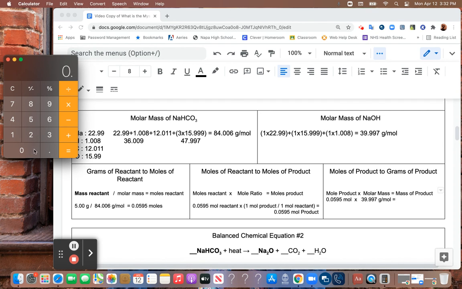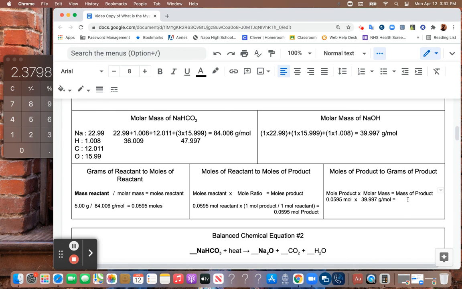Yeah, okay, so 0.0595 times 39.997 equals 2.38 grams of NaOH, rounding.